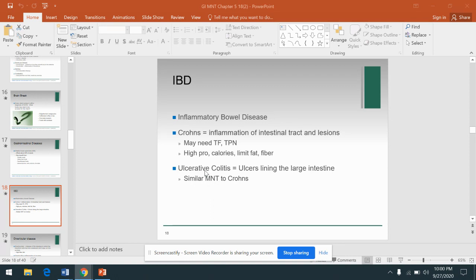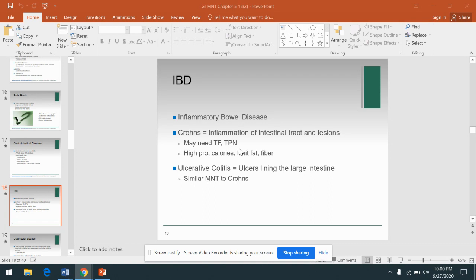Okay, when we're looking at MNT for both of these conditions, they might need tube feeding or TPN. So tube feeding is being fed via a tube, either inserted into the nose and then threaded through to the stomach or to the small intestine, or in some severe cases, a surgical placement of a tube may be necessary. TPN is total parenteral nutrition, and that is being fed via a vein.